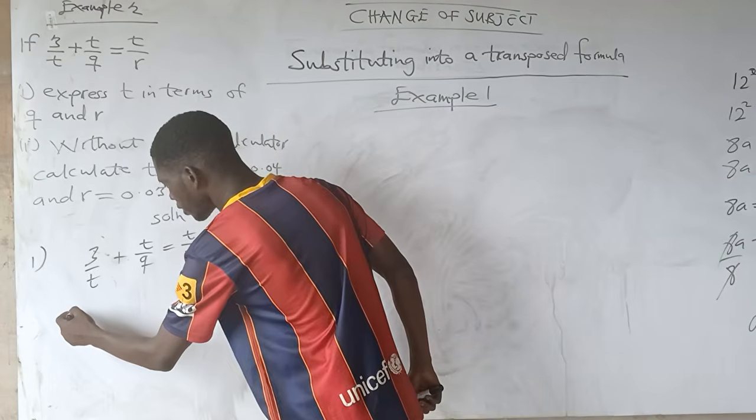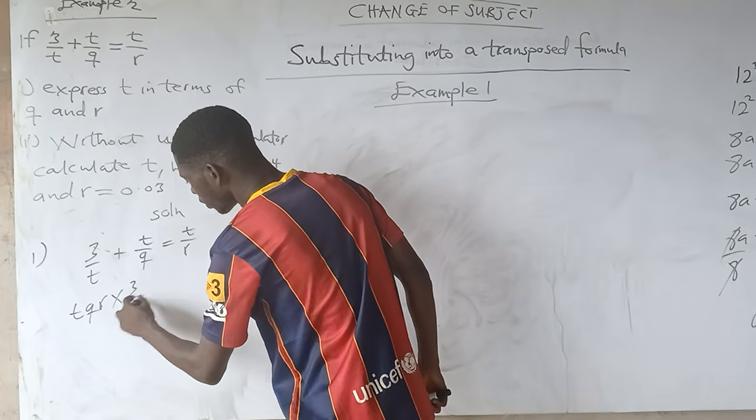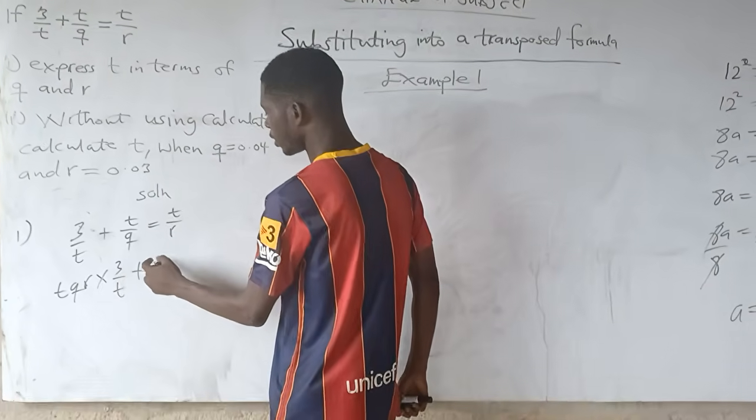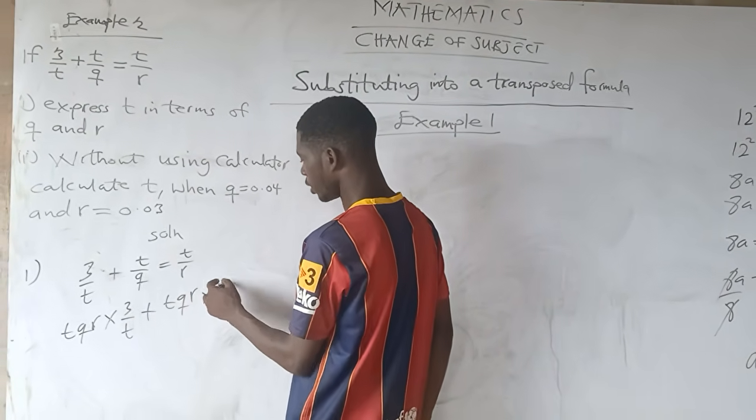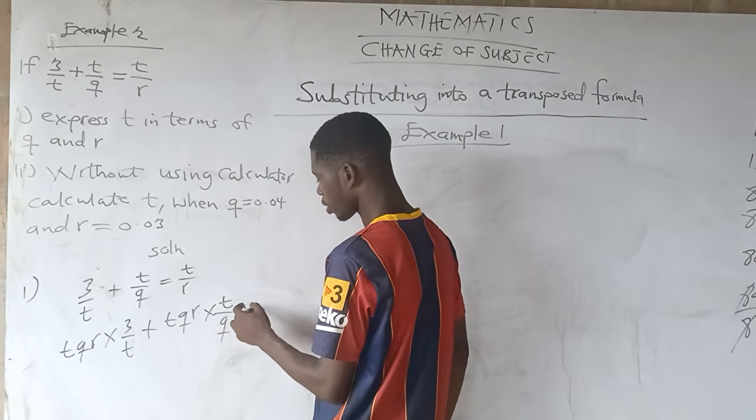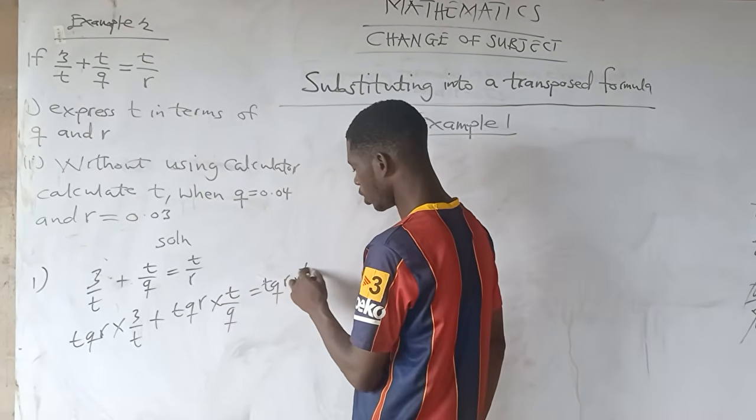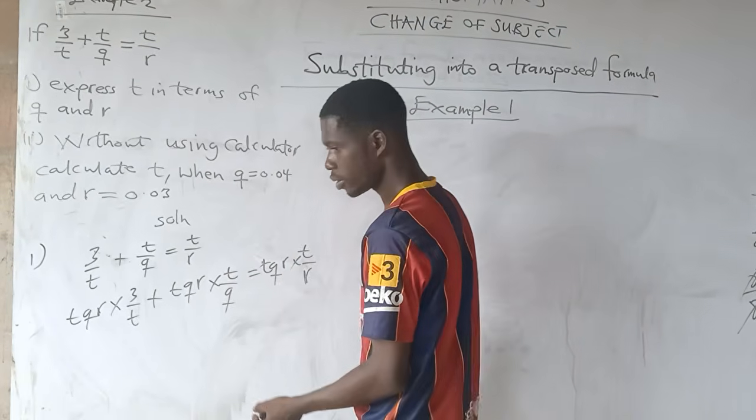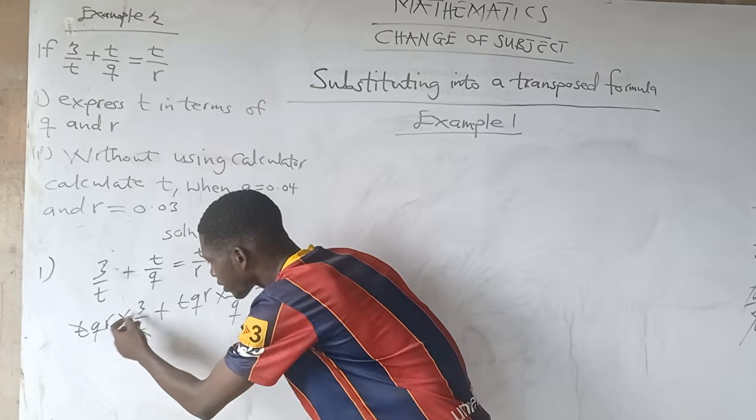So you get tqr times 3 over t, plus tqr multiplying t over q, equal to tqr multiplying t over r. So t will cancel this t, so qr times 3. You guess what?